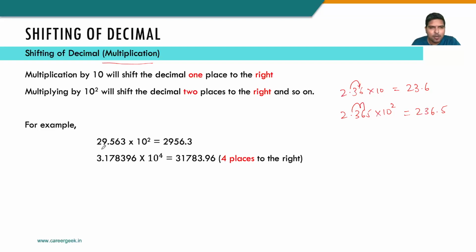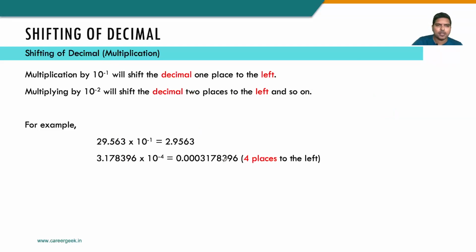We have seen some examples. Let's say 29.563 into 10 square. 10 square means two digits to the right, 1 and 2. So 2956.3. Similarly, you multiply by 10 power 4. How many decimals? 4 places, 1, 2, 3, and 4, right? 3.96. So simple and straightforward when you're multiplying by 10 powers.